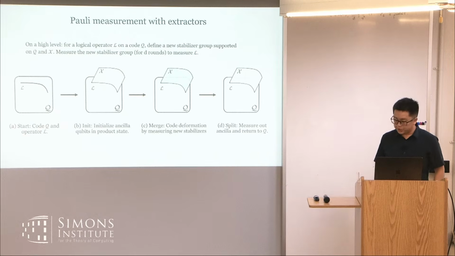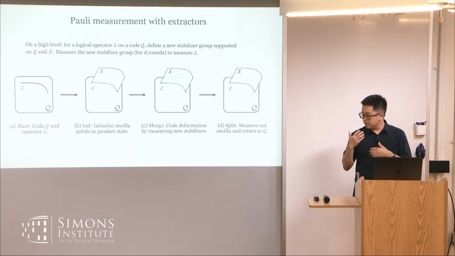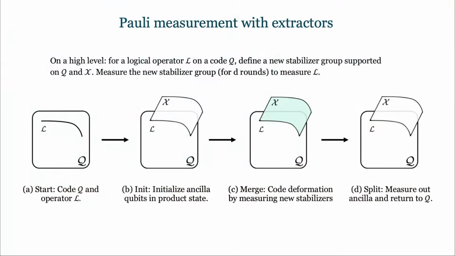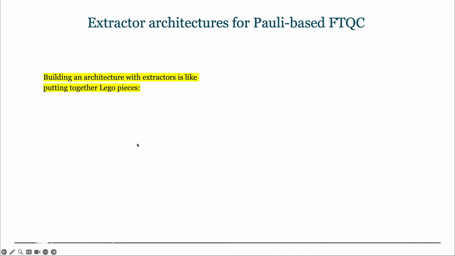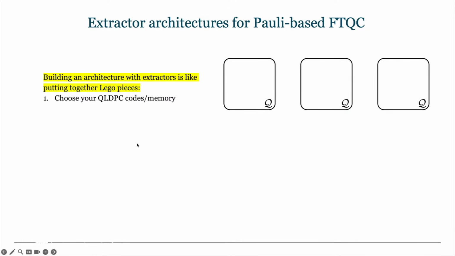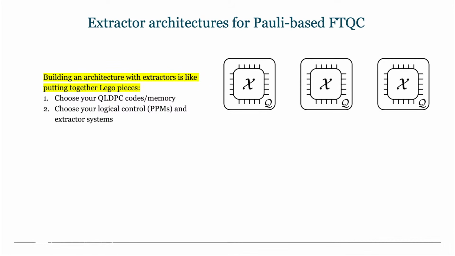Great, so that's the operational meaning. But now that we understand the logical control that an extractor gives you, putting together an architecture is really easy. It's almost just like putting together Lego pieces. Let me show you how I put together my Lego pieces. The first step is you choose your LDPC codes in your memory, so maybe you choose a bunch of blocks, whichever you prefer. The second step is you choose the logical control you want on these logical qubits, which is choosing your extractors. So build these processing units on top of the memory.